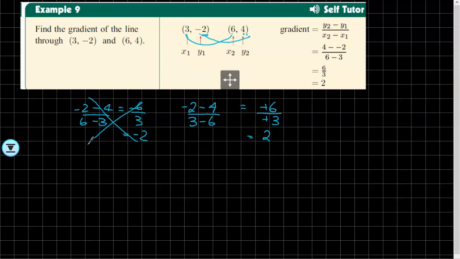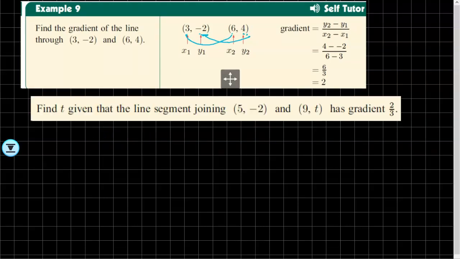All good? All right, so now let's do a question where we are missing one of the bits of information, because I think you're all good at substituting, correct? Great. Start by reading the question. Find T given that the line segment joined has a gradient. There's our key word. So as soon as we see that, we write our formula. M equals, are we going Y2 or Y1? Okay. Y2 take Y1.